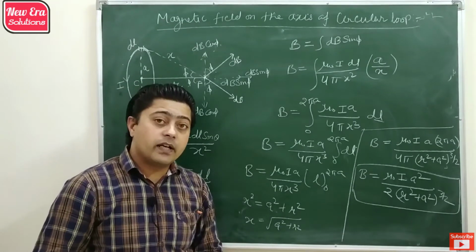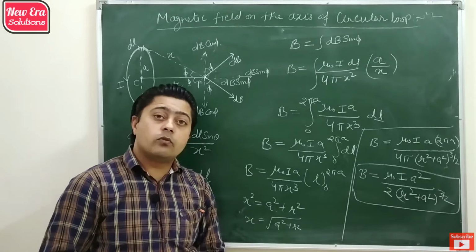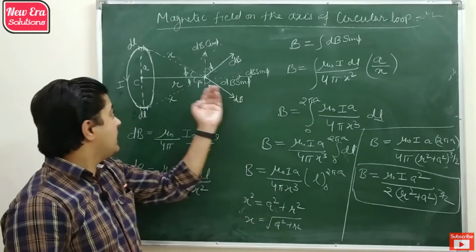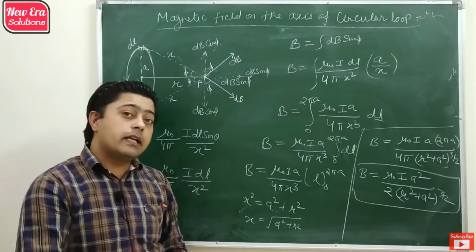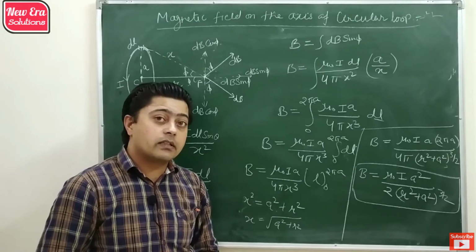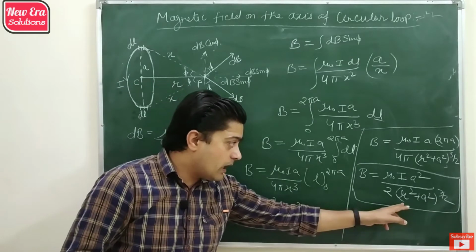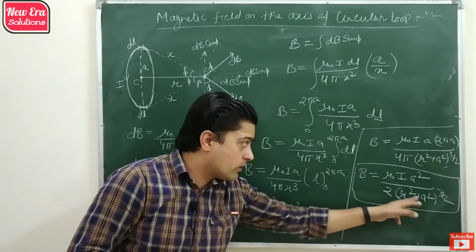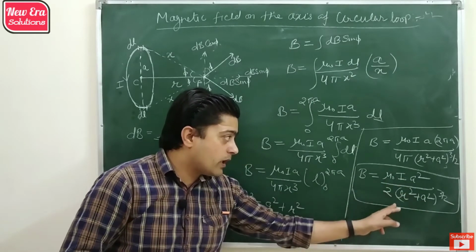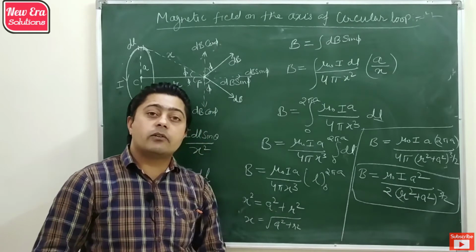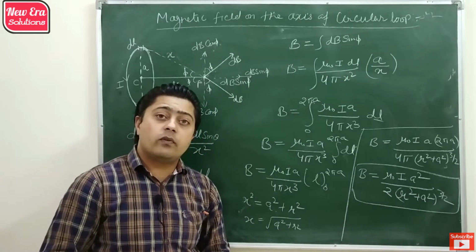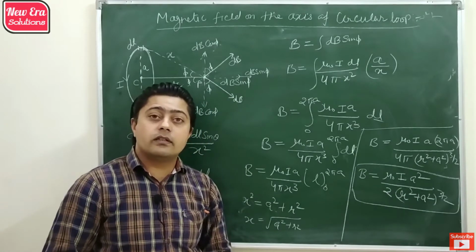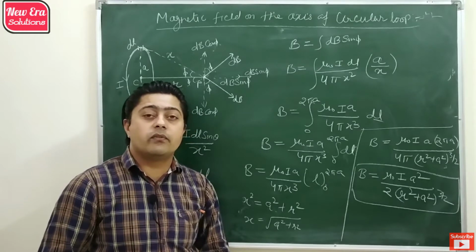If we want to verify this formula, we can assume the point P lies at the center. In that case, the position r becomes 0. So when r is 0, a square is cancelled out with the a cube and we get B is equal to mu naught I by 2a, which is the magnetic field at the center of a current carrying loop, and we discussed this in two different cases in the previous video.